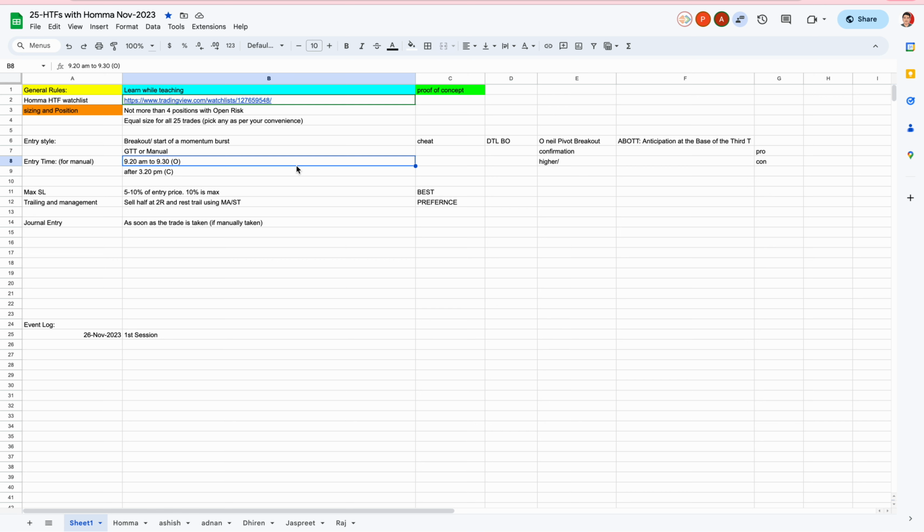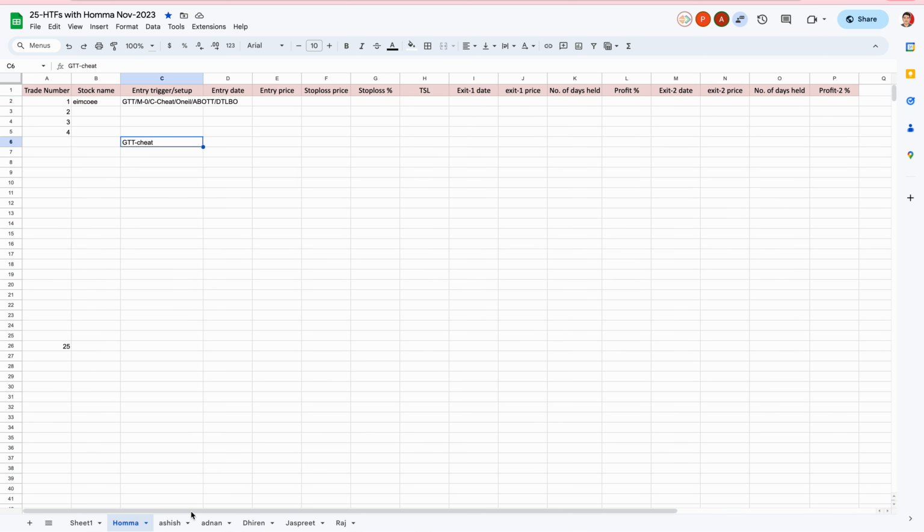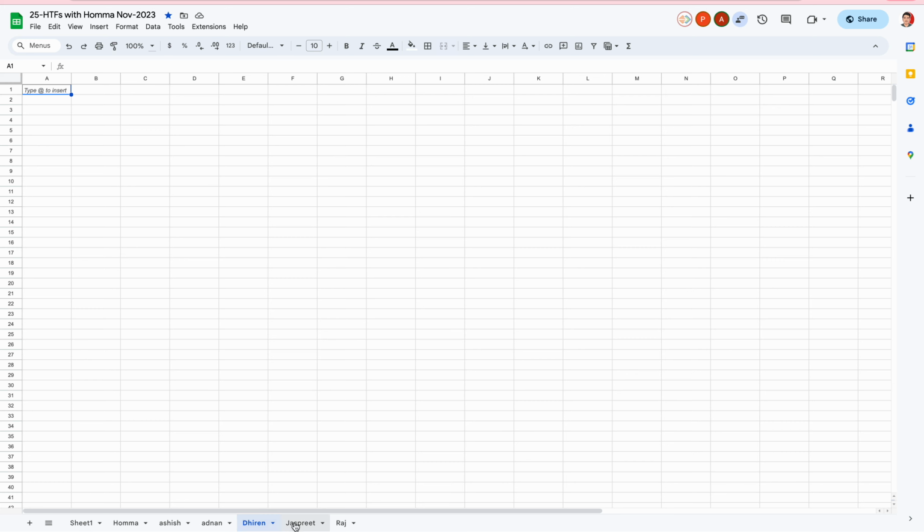Okay, so again, I have given access to everyone for this sheet. So just copy paste this and name yourself. Every day after market close, sometime at night before I go to sleep, I will save a copy of this so that I know how many people took what trades, and how many people did their journal entry that day. Okay, and I will repeat this again.